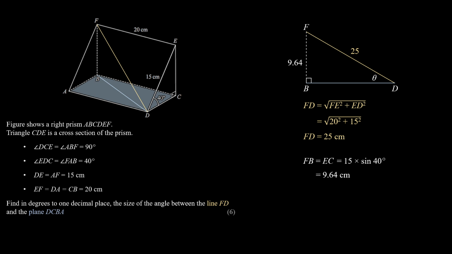In the right triangle BDF, the angle BDF can be calculated using the inverse sine of 9.64 divided by 25. Solving this, we find that the angle between the line FD and the plane DCBA is approximately 22.7 degrees, rounded to 1 decimal place.